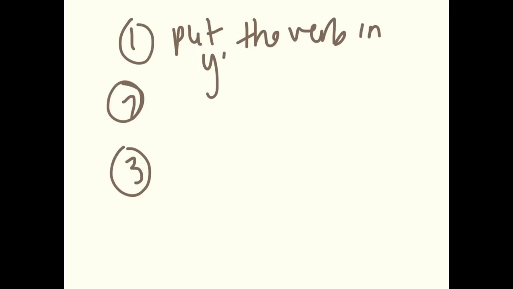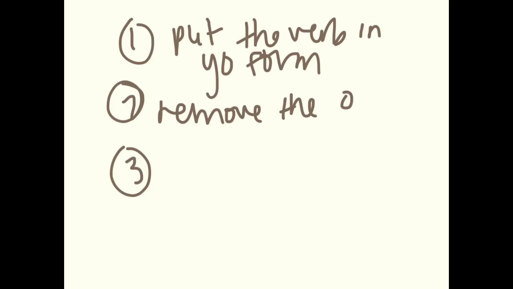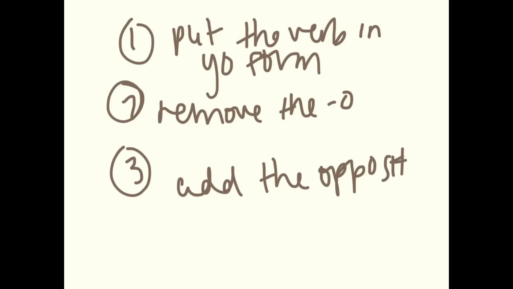So to summarize again, the 3 steps that we use to conjugate into the present subjunctive tense is you put the verb in the yo form, you remove the o at the end, and you add the opposite ending. And this is true for all regular verbs. Obviously, there are exceptions to this, and we'll be talking about those later.